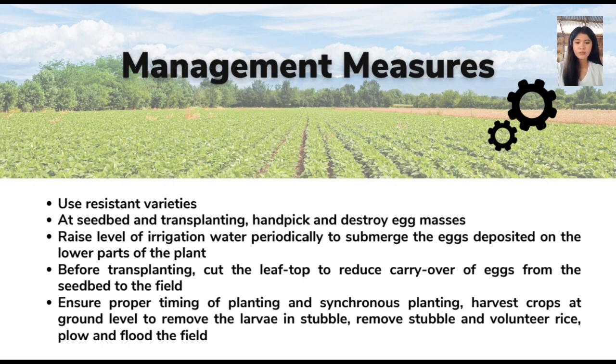Harvest crops at ground level to remove the larvae in stubble, remove stubble and volunteer crops, plow and flood the field. So dito kailangan tiyakin ang tamang oras ng pagtatanim at sabay-sabay na pagtatanim and also sa pag-aani. Lalong-lalo na sa ground level na kailangan matanggal natin yung larvae sa stubble. So kailangan may time din sa pag-aararo at pagpapatubig.